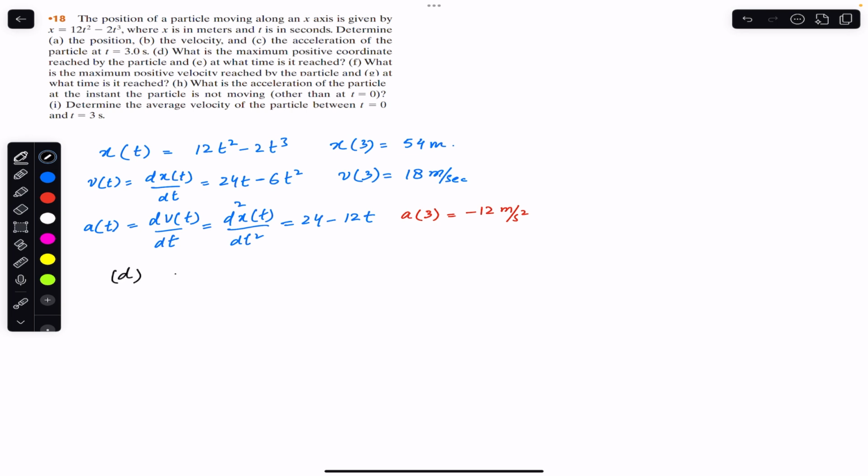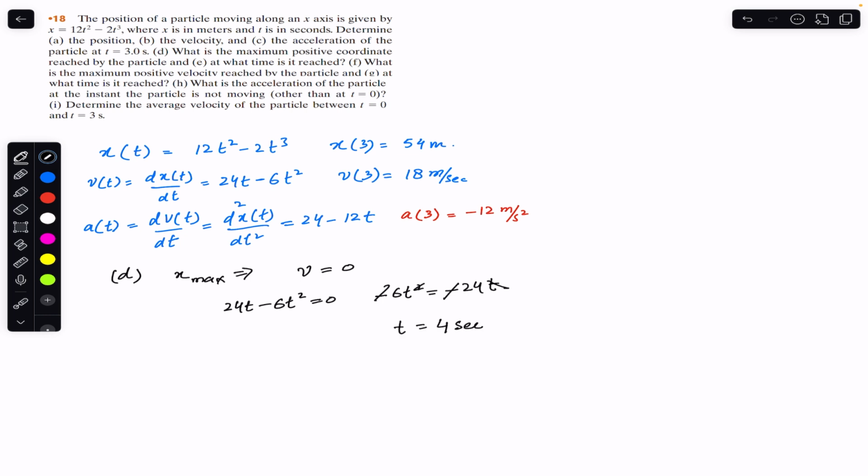the maximum x coordinate will occur when velocity is equal to 0. So we have the velocity equation, which is 24t minus 6t squared, equal to 0. From this we can say that minus 6t squared is equal to minus 24t. The minus will cancel out, one t will cancel out, and we can say that t is equal to 24 divided by 6, or t is equal to 4 seconds.